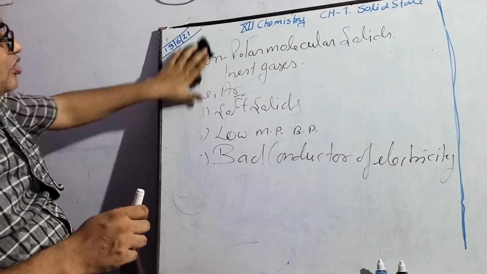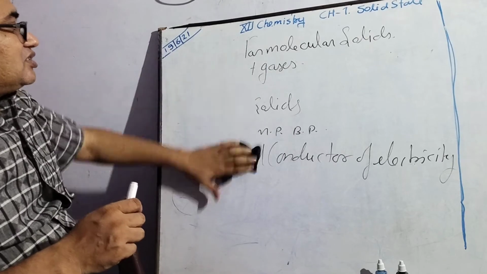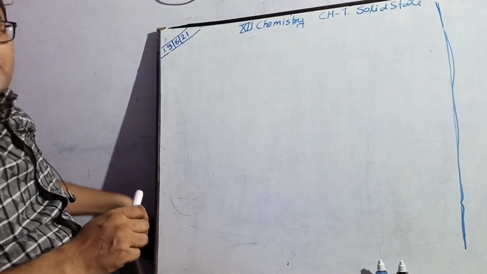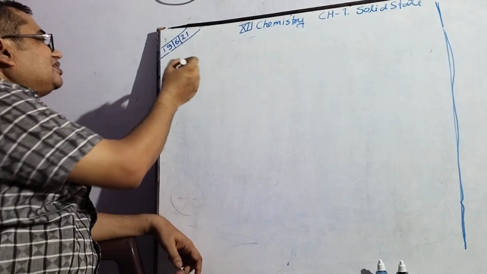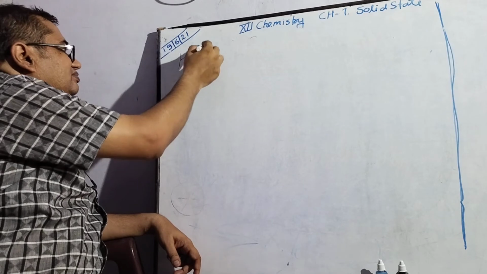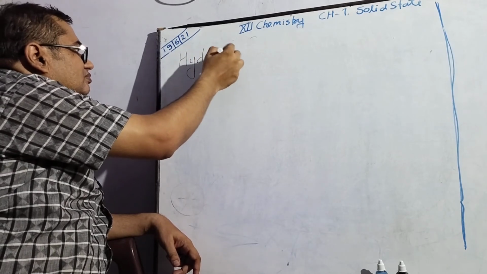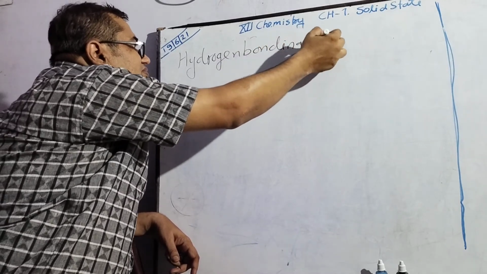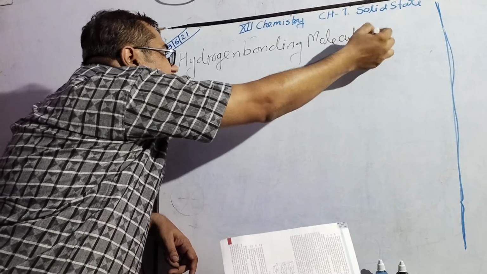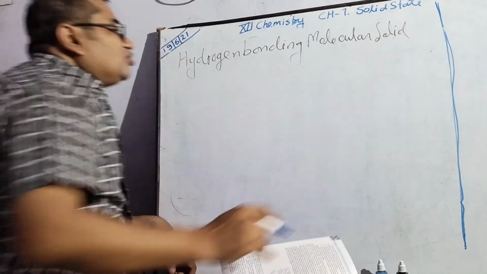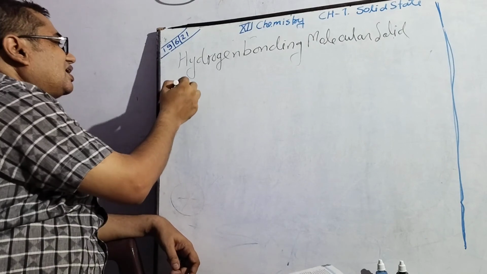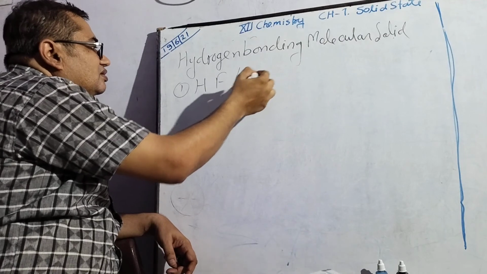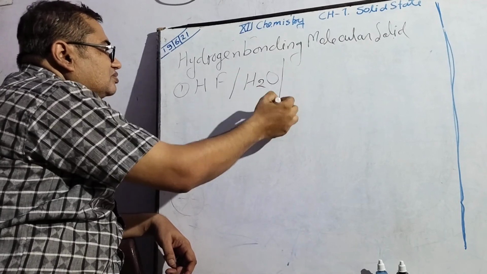Now we move on to the third type of molecular solids. The third type is hydrogen bonding molecular solids. Hydrogen bonding molecular solids are like HF, H2O.